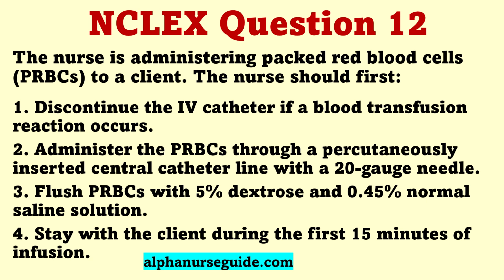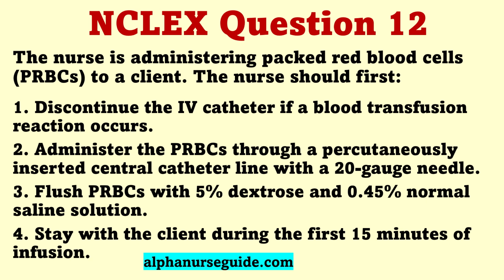The nurse is administering packed red blood cells to a client. The nurse should first: 1. Discontinue the IV catheter if a blood transfusion reaction occurs. 2. Administer the PRBCs through a percutaneously inserted central catheter line with a 20-gauge needle. 3. Flush PRBCs with 5% dextrose and 0.45% normal saline solution. 4. Stay with the client during the first 15 minutes of infusion.